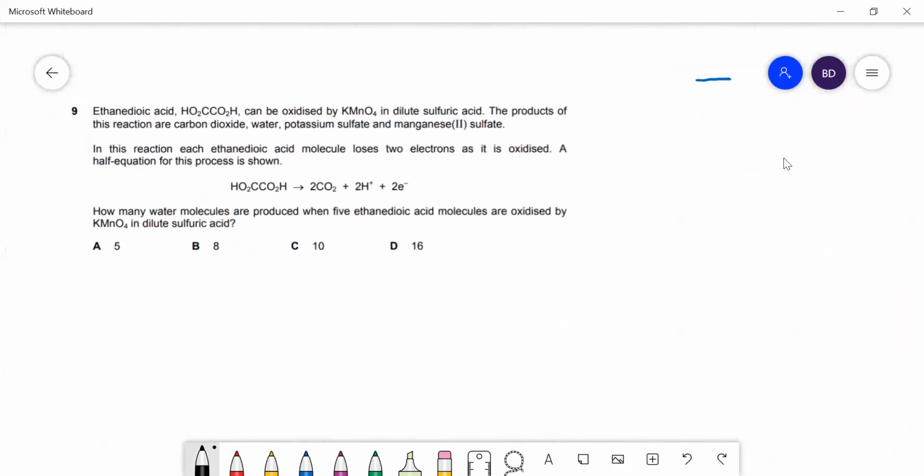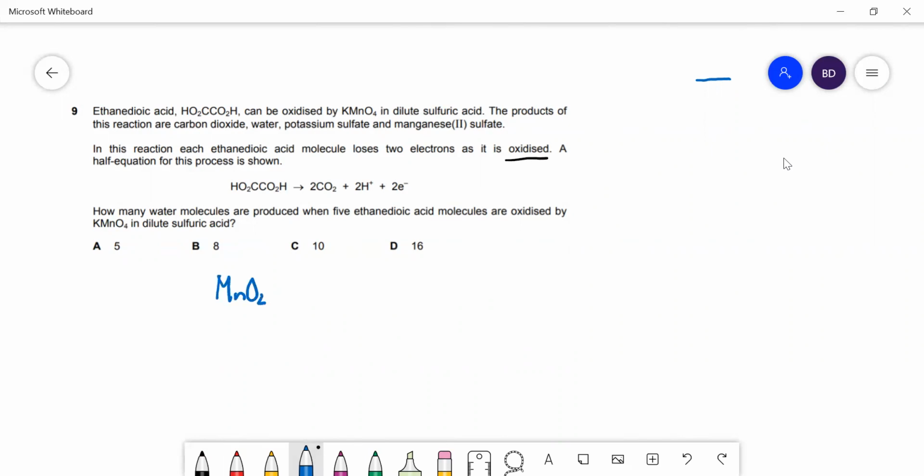Okay, ethane dioic acid can be oxidized by potassium permanganate, dilute sulfuric acid. The products of the reaction are carbon dioxide, water, potassium sulfate, and manganese sulfate. So in this equation, each ethane dioic acid loses 2 electrons and it's oxidized, shown by this equation here. Before we can answer this, we need to write down the equation for the manganate in the other half of the equation.